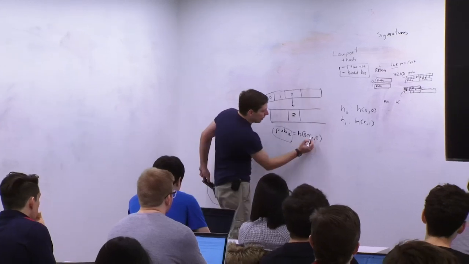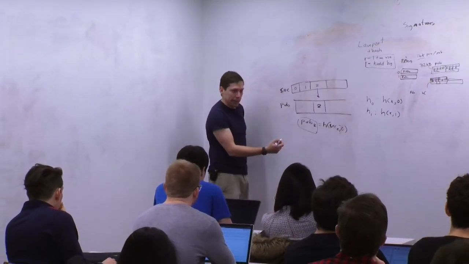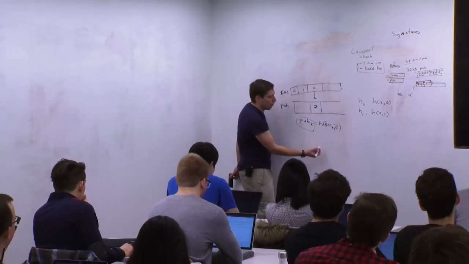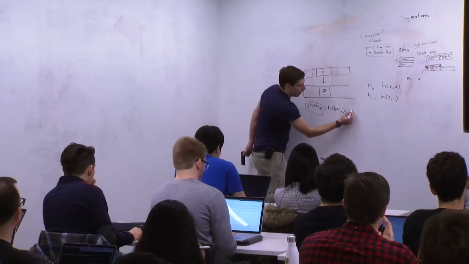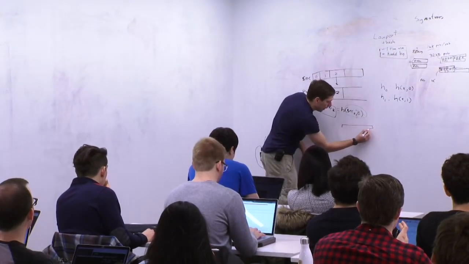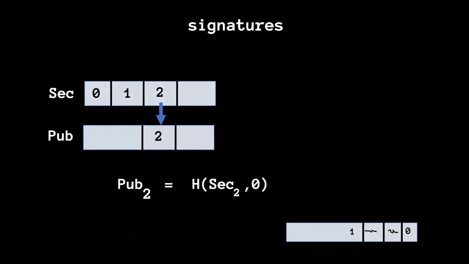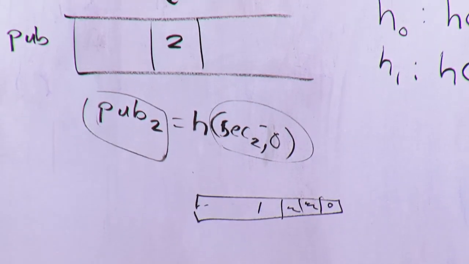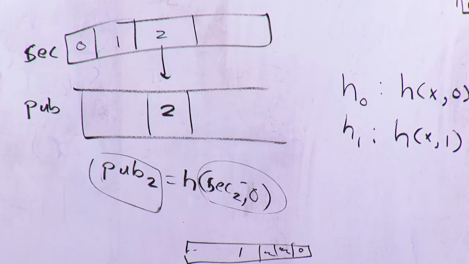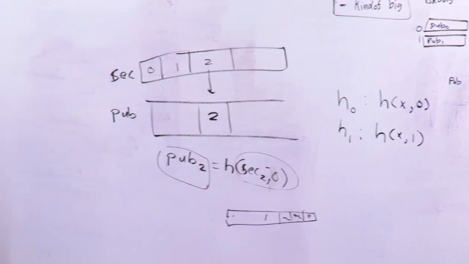The attack is, I've got pub 2, which is a 32 byte hash output. I want to find what this thing is. Now I do know what the last byte is, right? It's going to be, let's say, 33 bytes, and the last byte is a 0, and this is going to be some random numbers all the way back. So I have some insight into what the preimage is. I know the last byte is a 0.